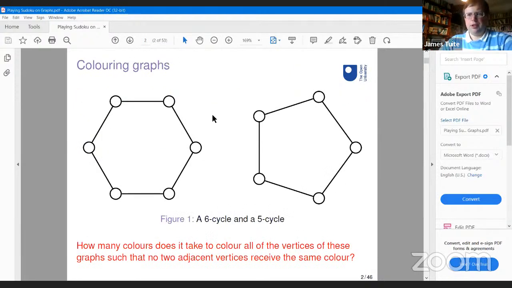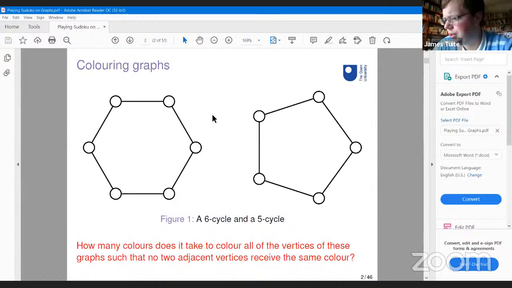Let's begin with an exercise. I work in the field of graph theory, and these two are examples of graphs. They're vertices connected by edges. You could imagine it as cities connected by roads. Here we have a 6 cycle on the left and a 5 cycle on the right. So 6 and 5 vertices respectively, joined up cyclically by edges.